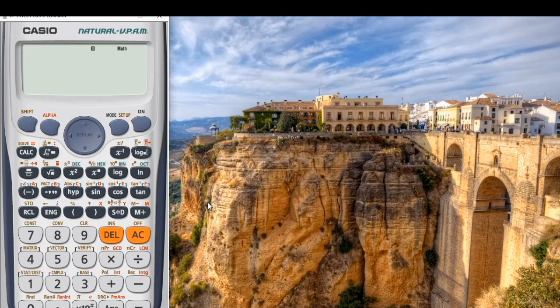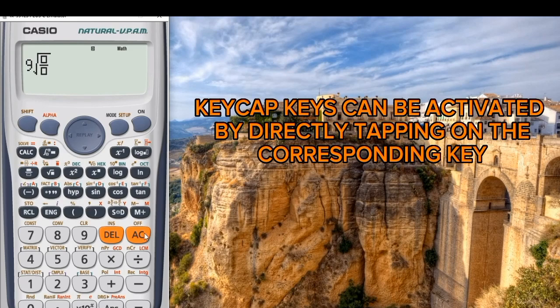And these keys can be activated by directly tapping on the corresponding key. For instance, if I want to activate the 9 button, then what I have to do is to simply tap on the 9 button. If I want to activate the 8, I simply tap on 8. If I want to activate the delete button, I simply tap on the delete button. Why? Because they are black in color. And if I also want to activate the symbols, then I simply do the same. For example, if I tap on the square root symbol, square root will appear. If I tap on the fraction symbol, the fraction symbol will also appear. So this is basically how we activate the keycap function keys.